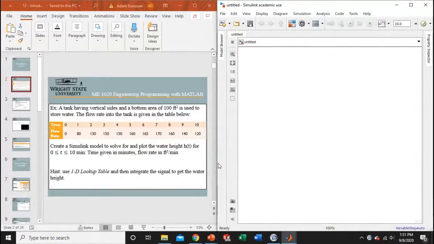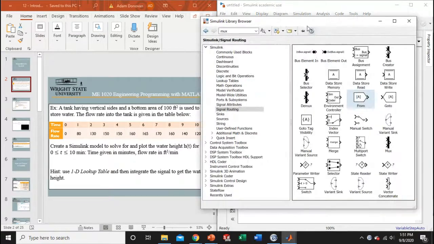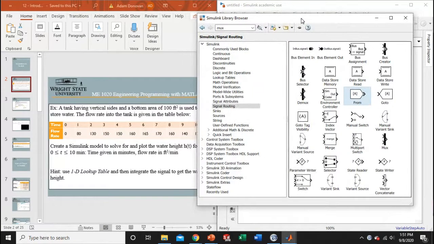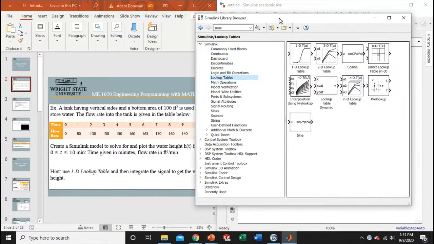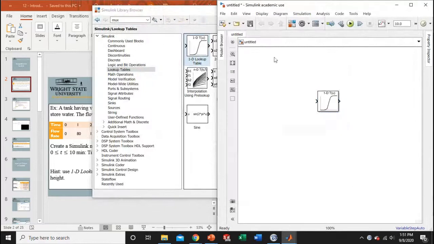And so I've got a new Simulink diagram here. I'm going to keep this up to the left because I want to use this in my calculations. I need to use this data somehow, so I need to interpolate it. So let's go in here. Let me show you where the 1D lookup table is. It is in the lookup table library. If I click on that and grab the 1D lookup table, I can drag it over here.